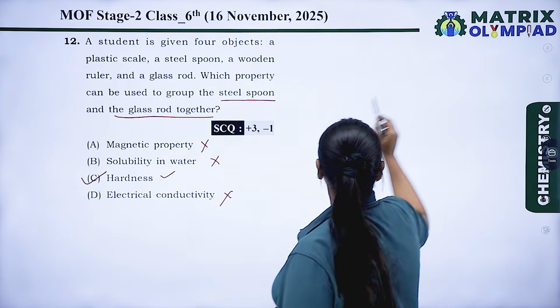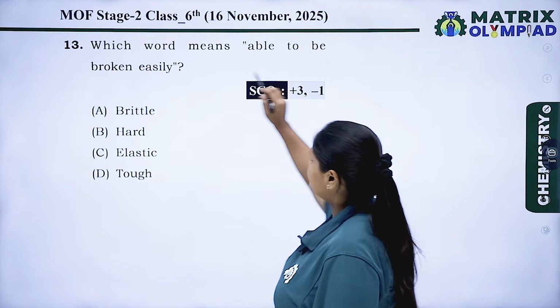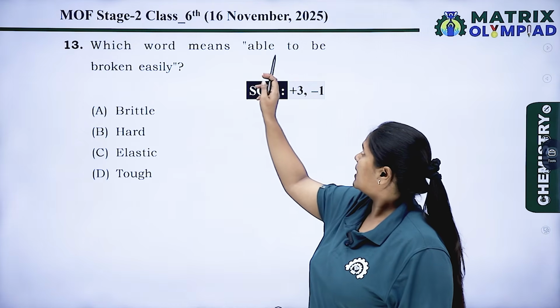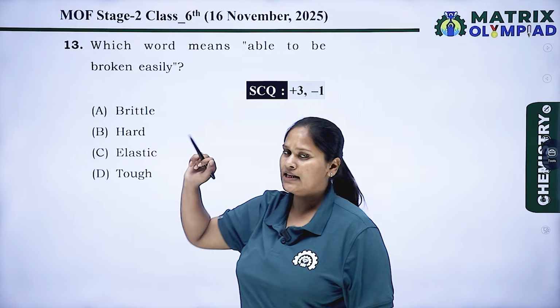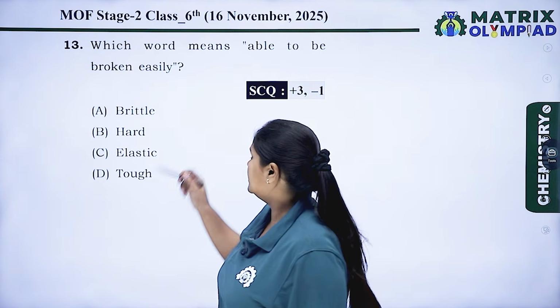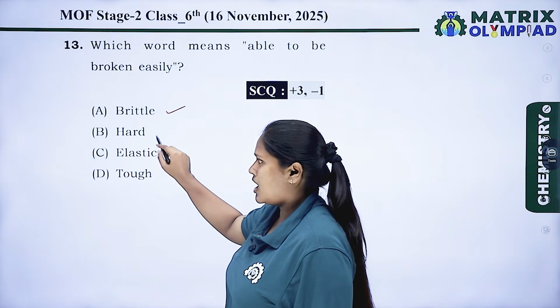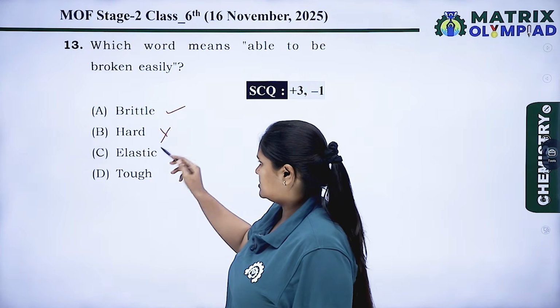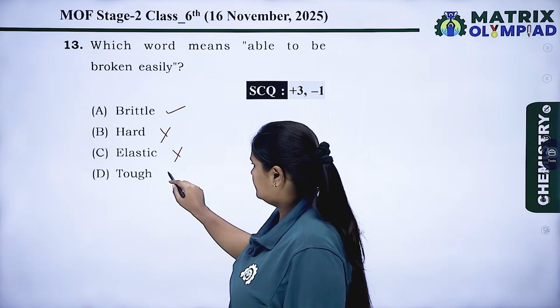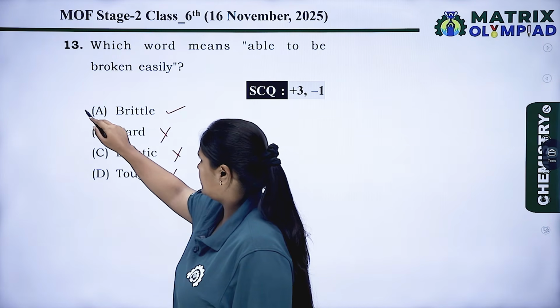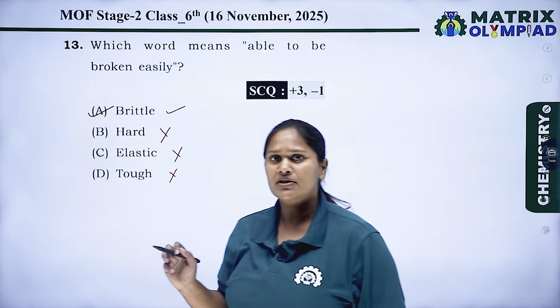Now come to the next question. Which word means able to be broken easily? We have to find a word that means able to be broken easily. Brittle, yes. Hard, no. Elastic, obviously not. And tough is not. So option A is the correct answer for this question.